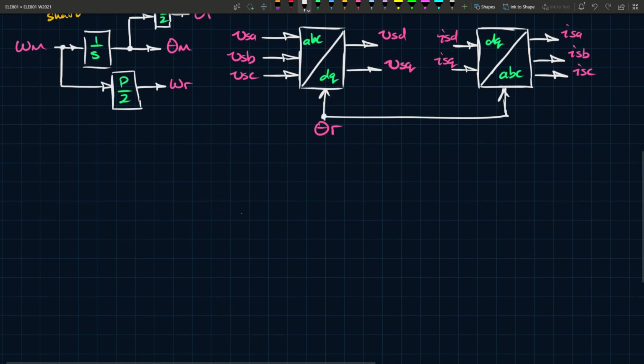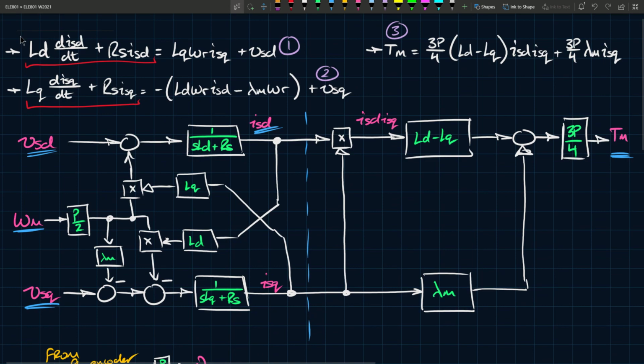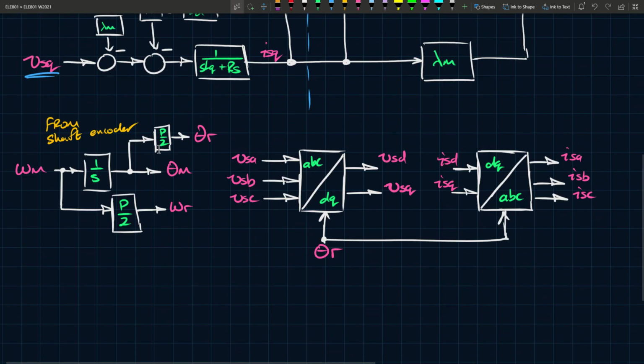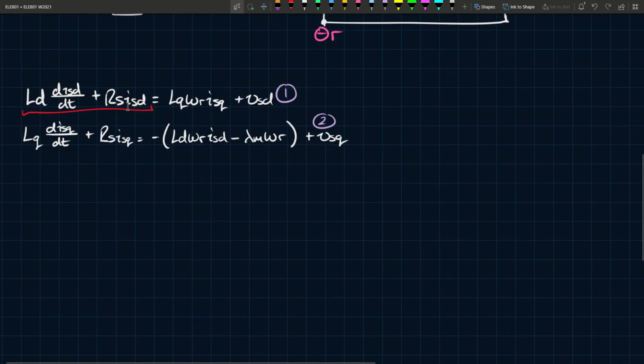So how do we formulate control loops for all of this now? So we have these equations. Why don't we just copy these equations up here as opposed to rewriting them? So we'll save ourselves some time rather than rewrite everything. So we have these equations here, and from these equations we can determine what our control loops should look like.